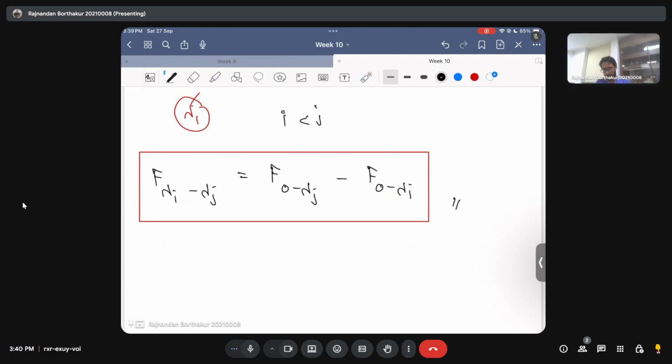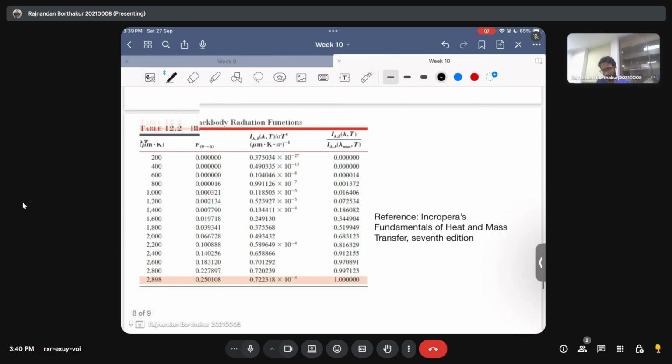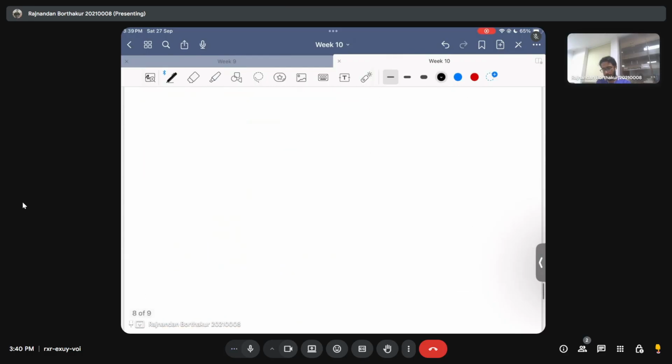All right, so I hope this is clear up to this. If there are any doubts, please do let me know. I believe the band emission function is now clear. The intensity of radiation is clear. The emissive power and all those things are also clear.